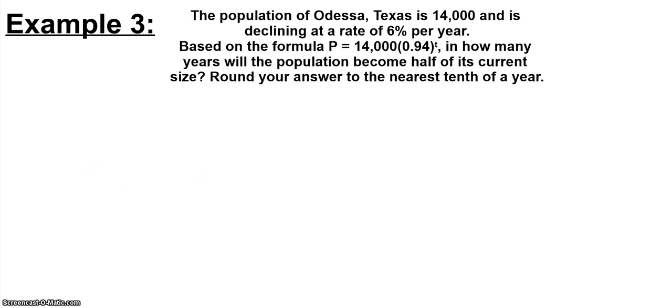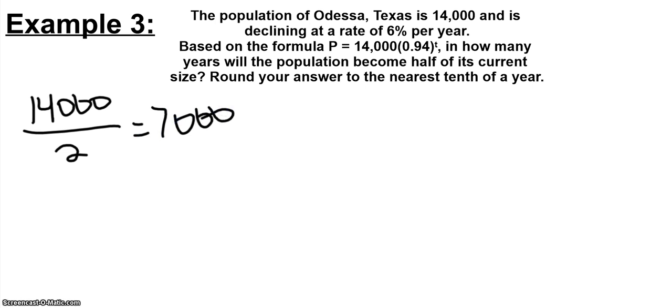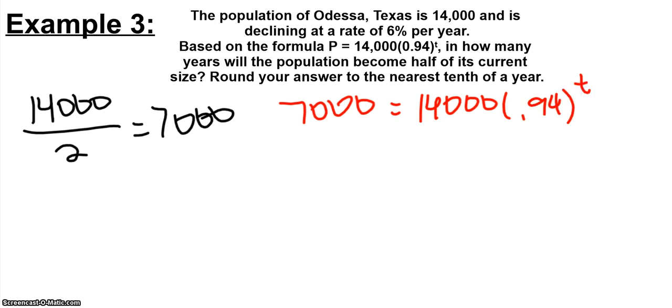All right, using the exact same scenario. So based on the formula, P equals 14,000 times 0.94 to the T, in how many years would the population become half its current size? Okay, so if we know the population, we want it to be half its current size. Its current size is 14,000. Then you divide it by 2, so you get 7,000. So when you set up your equation, because we're looking for T, we're going to have 7,000 equals 14,000 times 0.94 to the T.